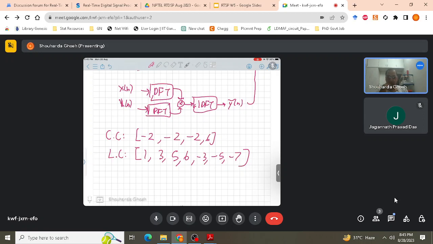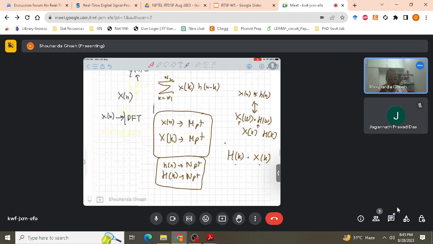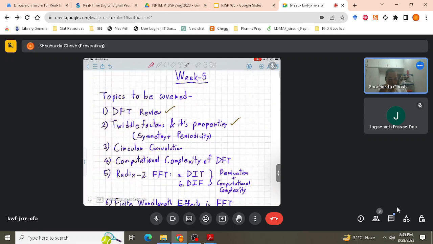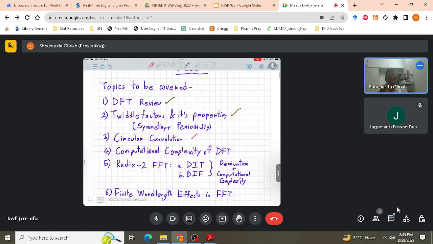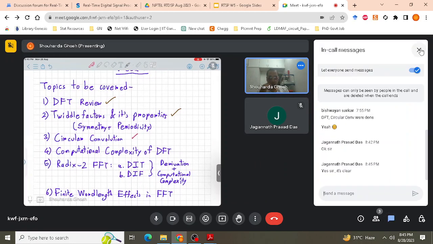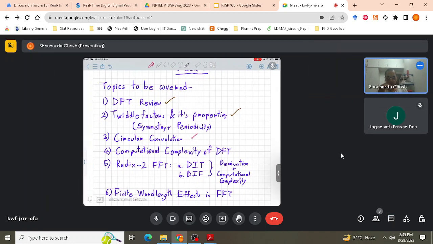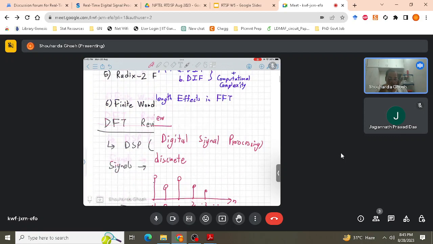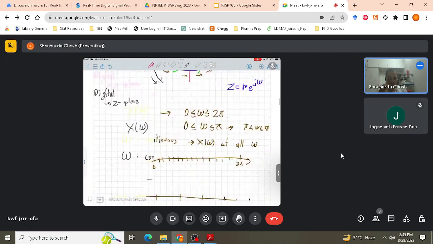Okay, so I hope this was clear. Any doubts in this? I hope there is no doubt in this. We shall now cover computational complexity of DFT.